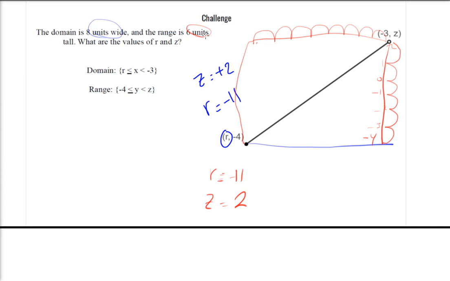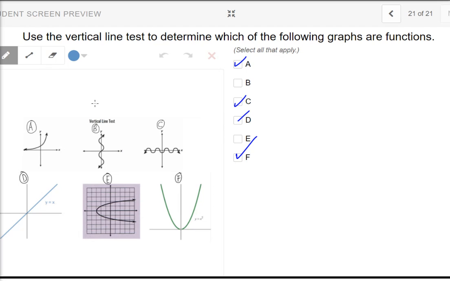Okay, all right, guys. So good luck. The last one is, we do the vertical line test. Whenever they touch more than one point, that's not a function. All right, guys, so these are all the ones that are functions.